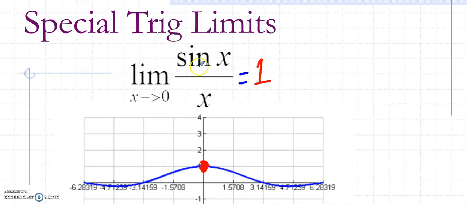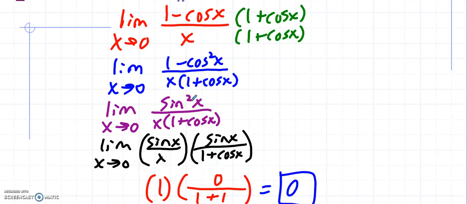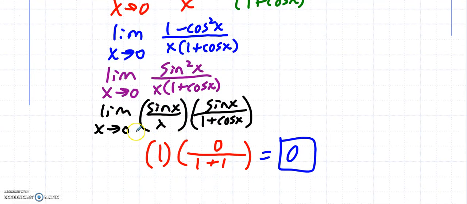Now, remember I kept emphasizing, we want sine of x over x, so I'm going to take the sine squared and think of it as sine of x times sine of x, and I'm just going to group these products and quotients how I want them. So I'm going to evaluate the limit as x goes to 0 of sine of x over x times sine of x over 1 plus cosine of x.